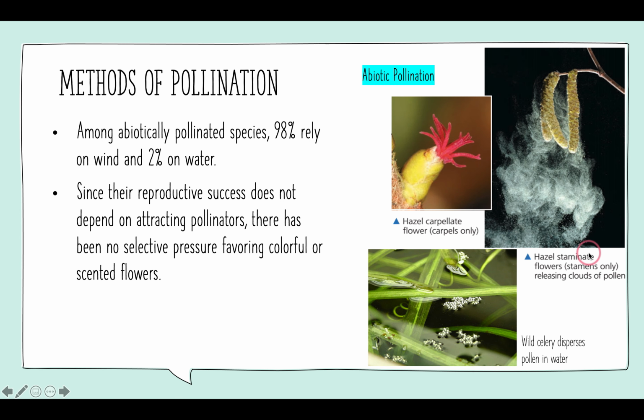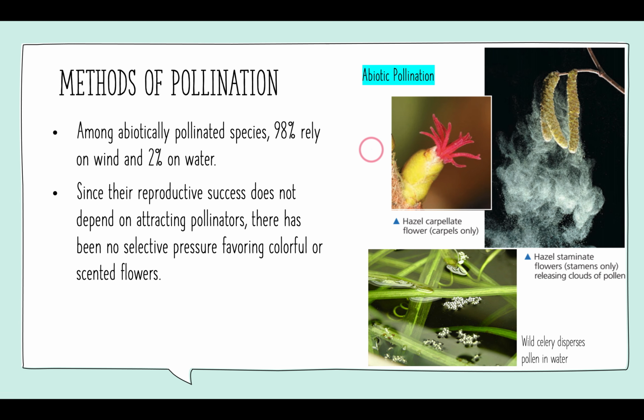So as mentioned, pollination plays a major role in the sexual reproduction of plants. Pollination is the act of transferring pollen grains from the male part to the female part of the flower. Pollination can occur by wind, water, or animals. Abiotic pollination uses non-living methods such as wind and water to move pollen from one flower to another. Among abiotically pollinated species, 98% rely on wind and only 2% on water.